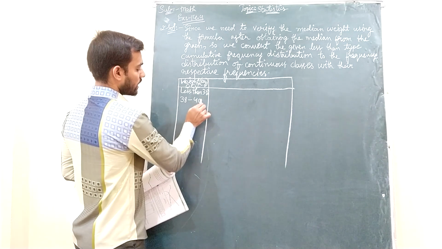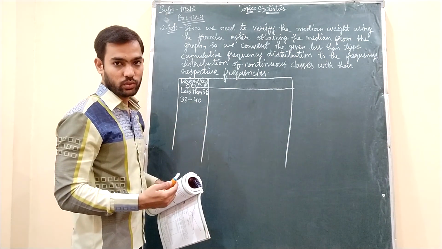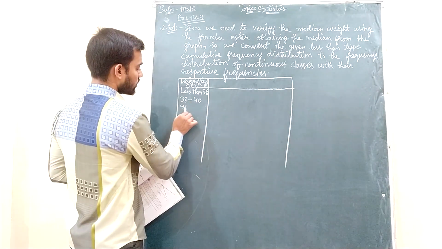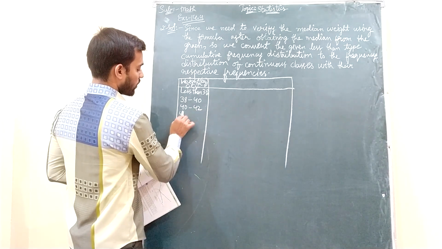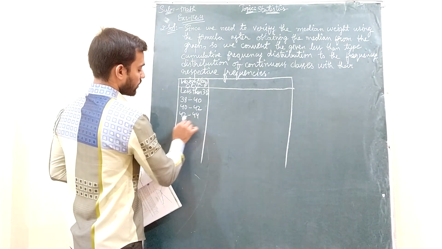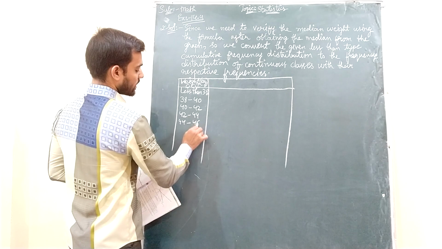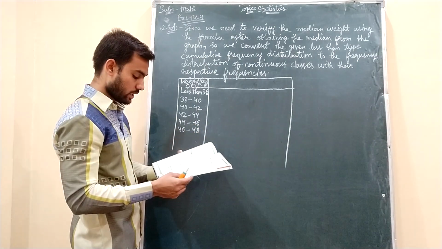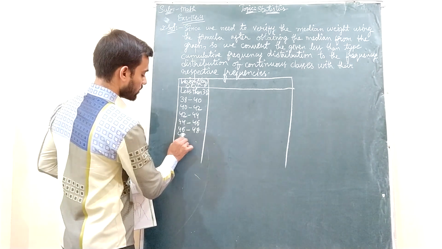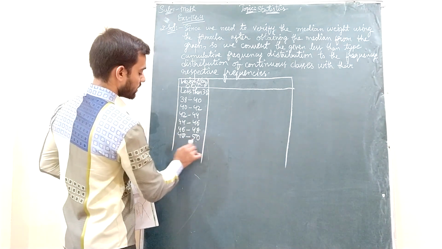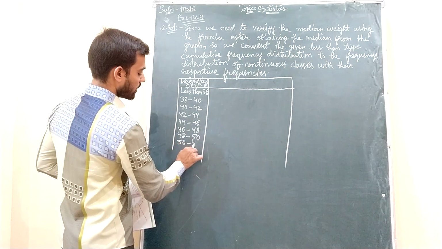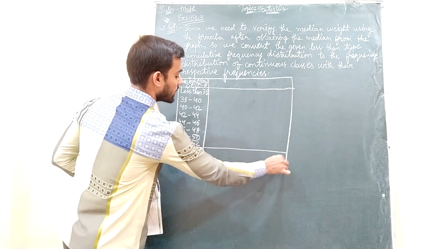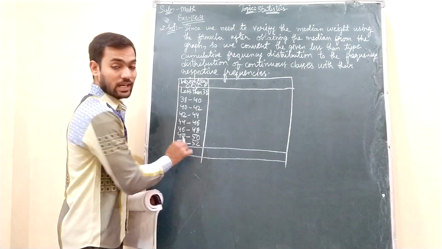38 to 40, because that is a difference of 2. Then 40 to 42, 42 to 44, 44 to 46, 46 to 48, till where it is going? Till 52. So 48 to 50, then last one 50 to 52. We got all the continuous class intervals.